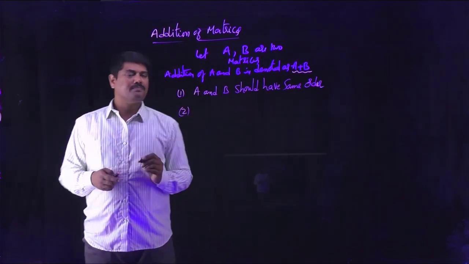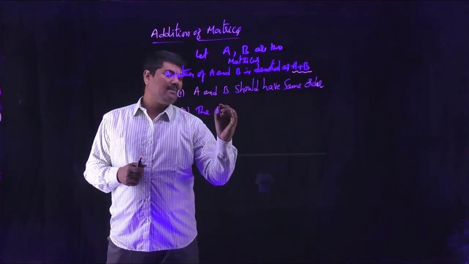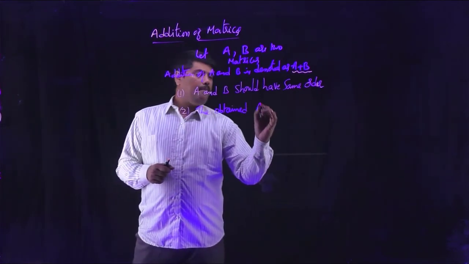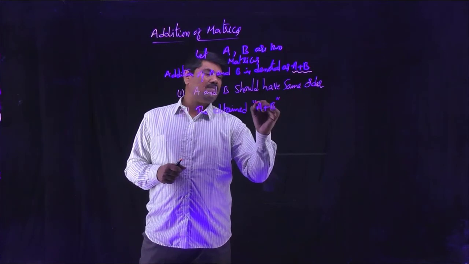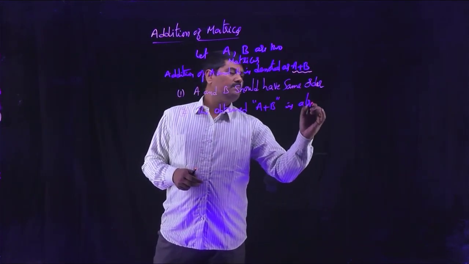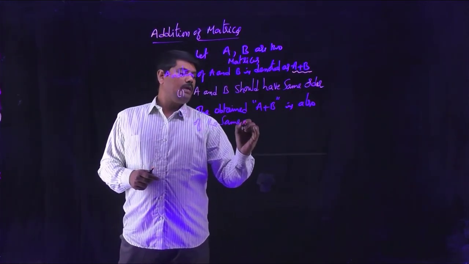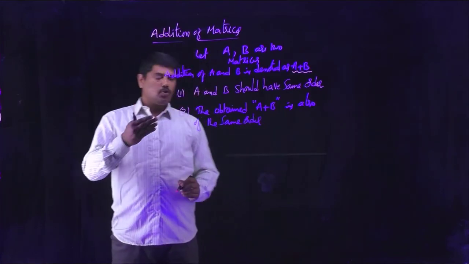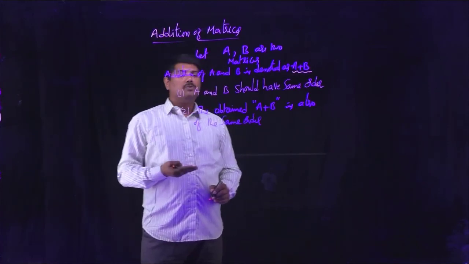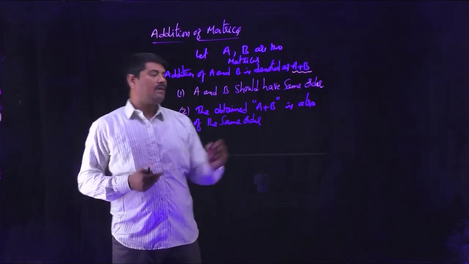Second point is the obtained A plus B. Actually, addition of A and B results in A plus B. The obtained A plus B is also of the same order. That means if A is 2 by 3, B is 2 by 3, then A plus B is again a 2 by 3 order matrix. The obtained A plus B is also of the same order.